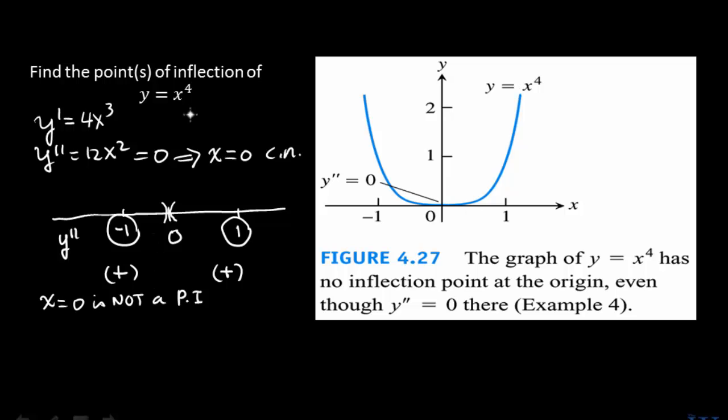And so x to the fourth is very similar to the quadratic function. It's just flatter near 0. Okay, so just because you set the second derivative equal to 0 and you get a critical number, that does not automatically give you a point of inflection. It just so happened that the second derivative there is 0.